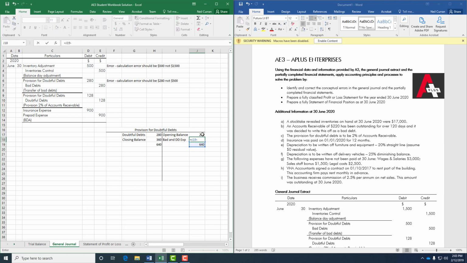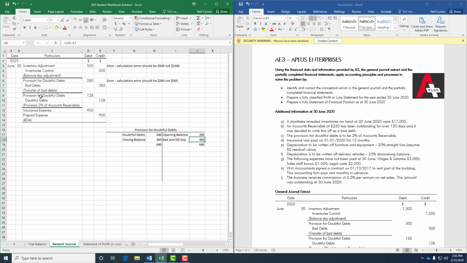So if we add these up and take them away, because as we know both debit and credit side must equal, our bad and doubtful debts expense is going to be the $440.